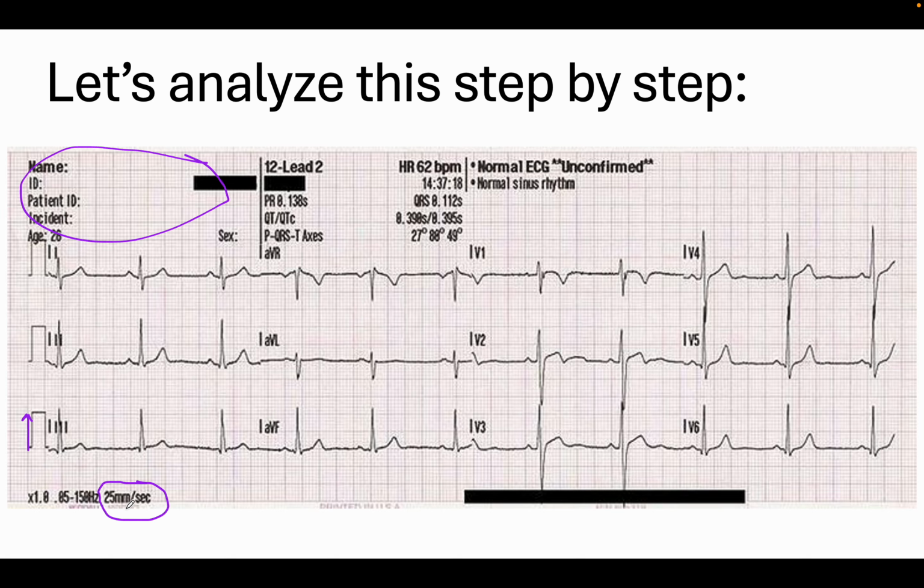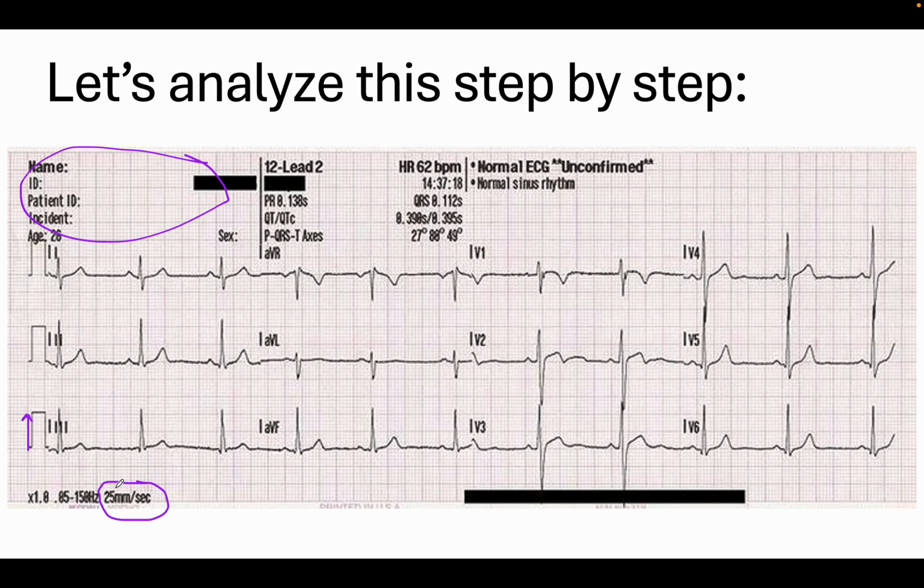So if you see 25 millimeters per second, that's the standard calibration for analyzing ECGs. If this was 50 millimeters per second, that means the paper speed is too fast, and so your ECG will become stretched out. So it can sometimes look like the heart rate's going slower when actually in fact it's just that the paper speed isn't the standard setting.